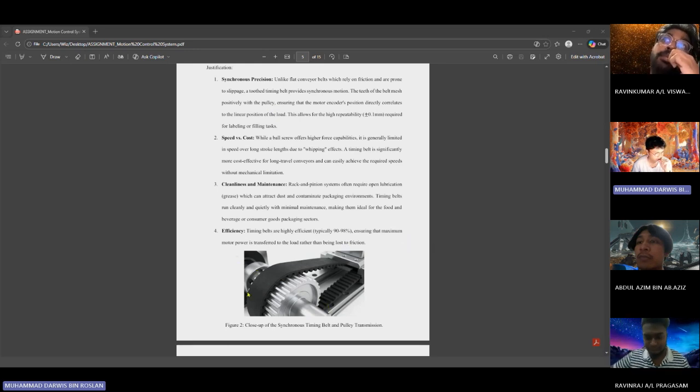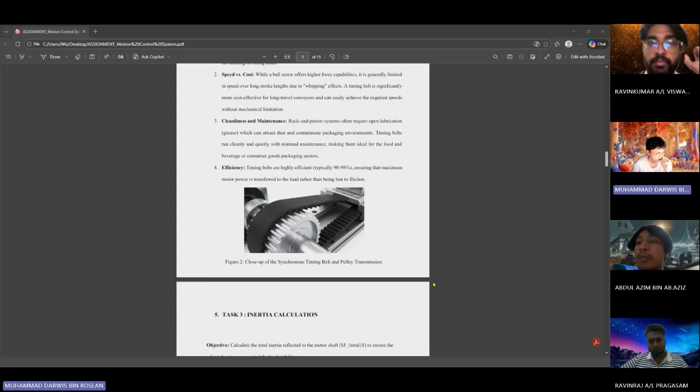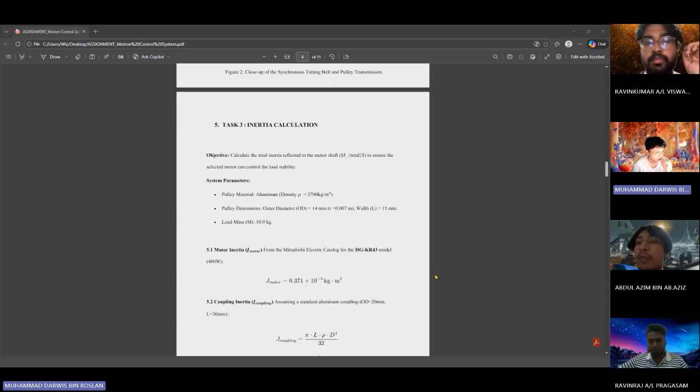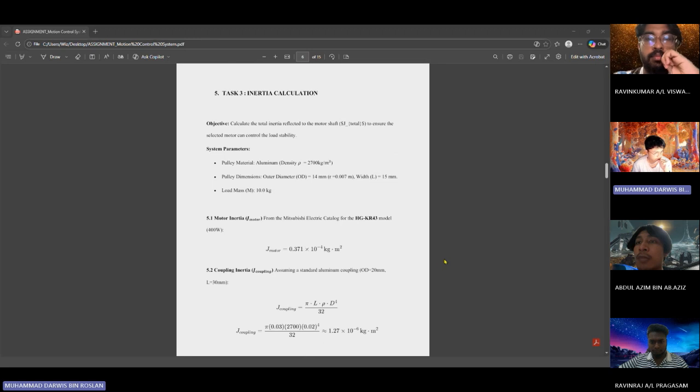This is the picture of the timing belt, a close up of the synchronous timing belt and pulley transmission. Okay, next is task three. I'm going to pass it to Ravinraj.